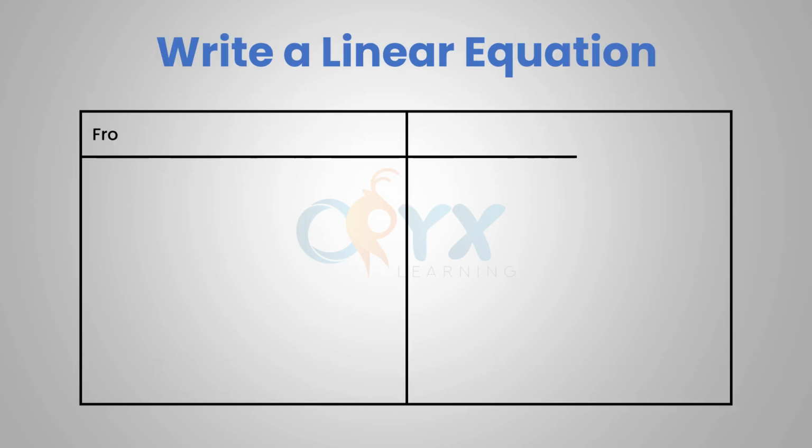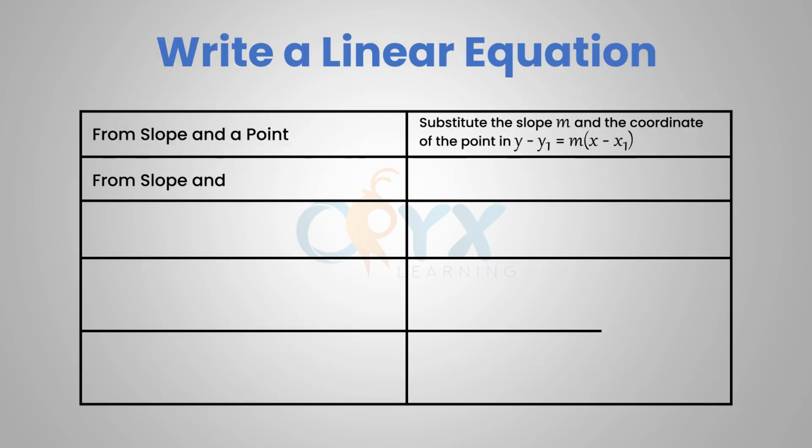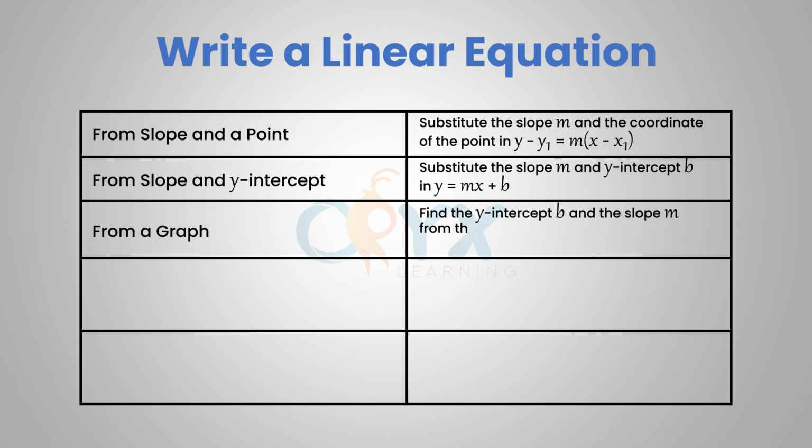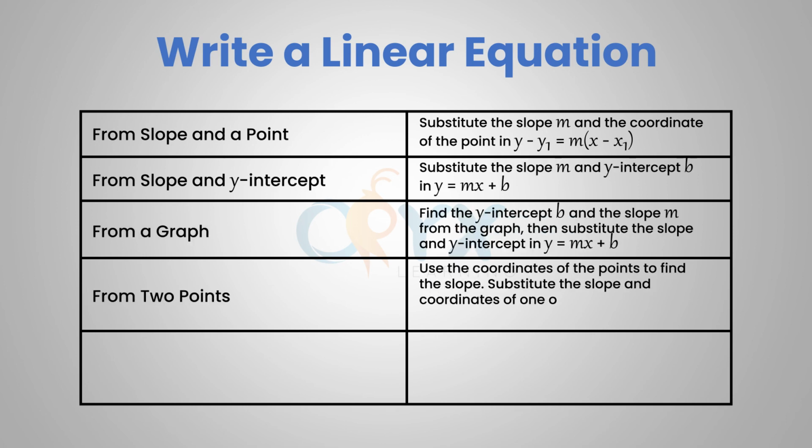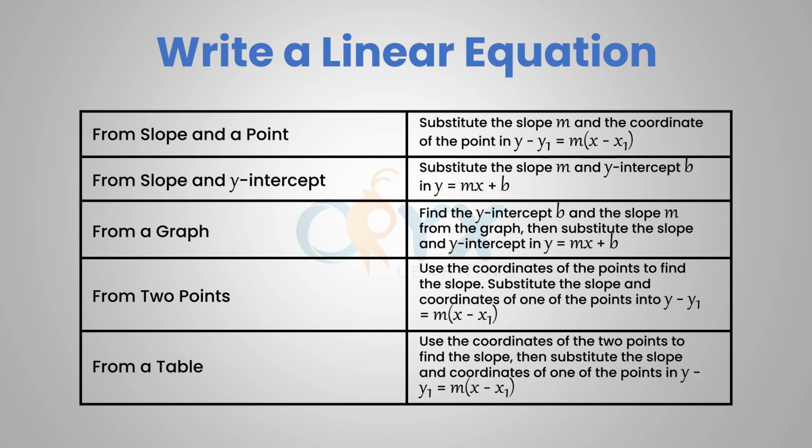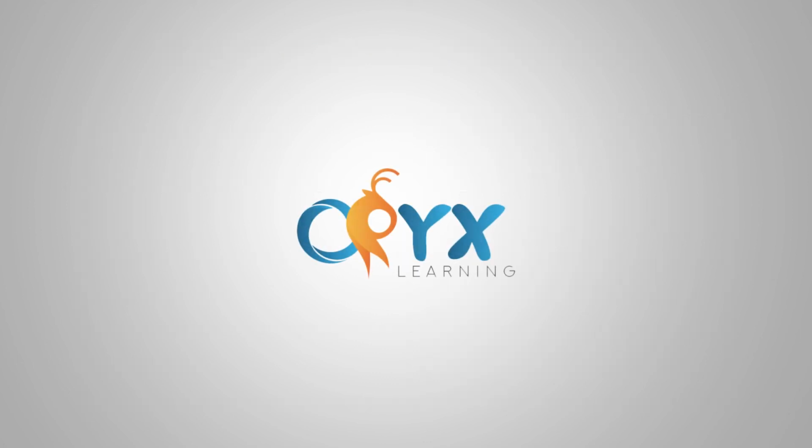So remember, depending on the situation that you're given, whether you're given a slope and a point, a slope and a y-intercept, a graph, 2 points, or a table, there are various ways that you can write the equation of a linear equation. We can use point-slope, slope-intercept, or a mixture of both. That's our lesson for today.